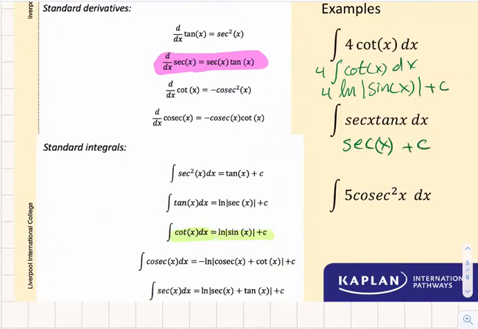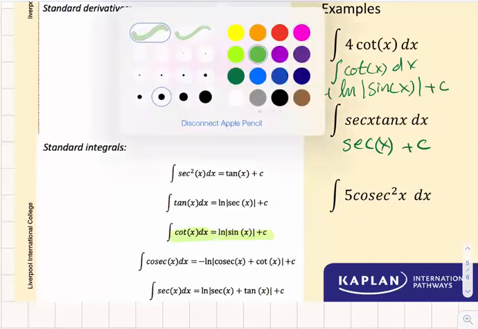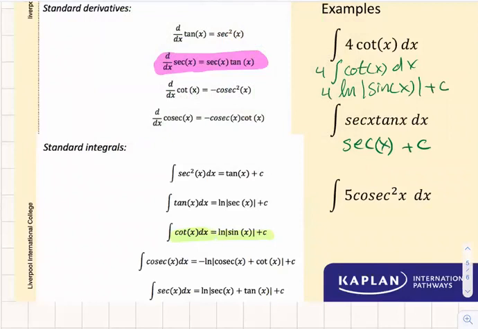Okay. The next one, we have the integral of 5 cosecant squared dx. Look at the formula sheet. Do I have cosecant squared? We don't have cosecant squared. We have cosecant x, which is not the same as cosecant squared. But again, if I look at the standard derivatives here, then we got the derivative of the cot is minus cosecant squared. Yeah, this one here.